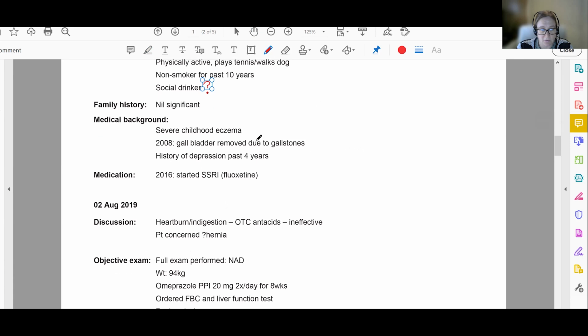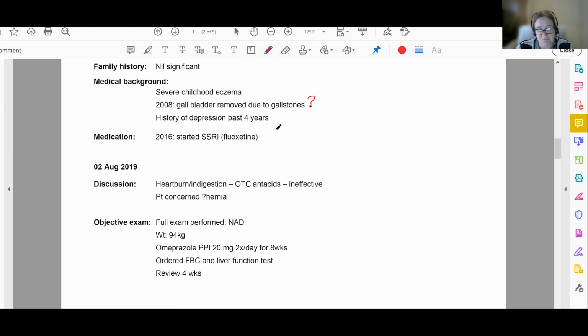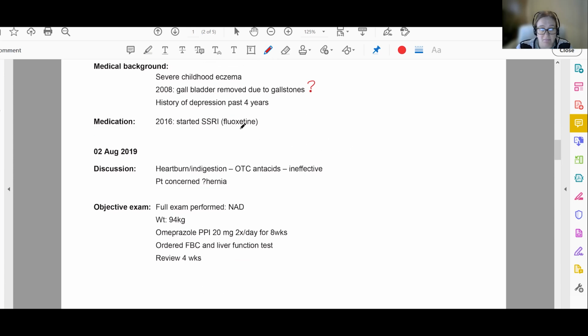Severe childhood eczema, gallbladder removed due to gallstones. That was quite a while ago. You might want to mention it, but I don't think it's essential information because it's not related to the current situation. History of depression, not so relevant. I think maybe his medication might be relevant. They might be interested in what goes into his body.